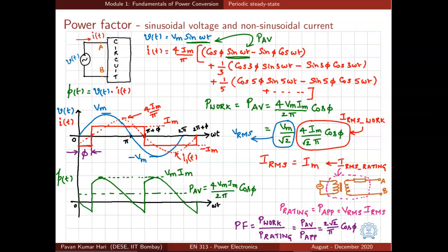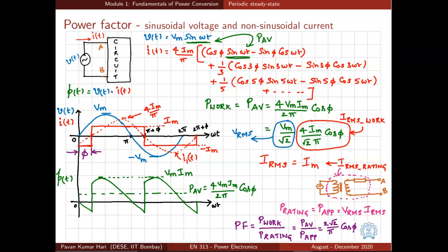Because we know that in power electronic circuits the currents are not necessarily sinusoidal. Let us consider this example where this particular equipment or circuit is drawing a current. It's an alternating current, but it's varying like a square wave. The peak value of the square wave is Im, and it has the same frequency as that of the voltage. The voltage is still sinusoidal, having a peak value Vm.